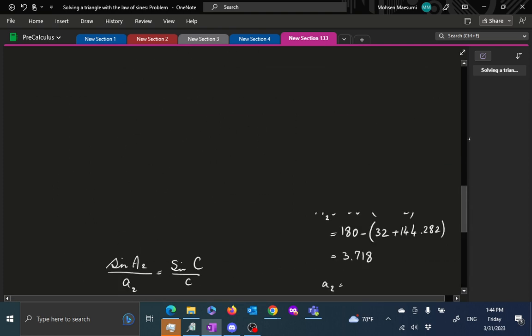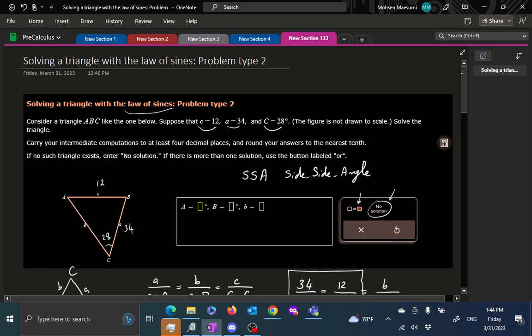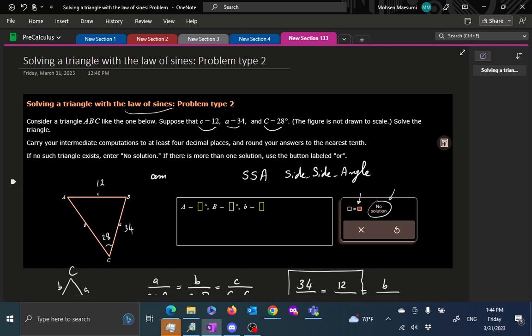Okay, so this was rather complicated compared to the previous cases. Side-side angle, sometimes also referred to as the ambiguous case. Meaning there could be two solutions or multiple solutions or none.